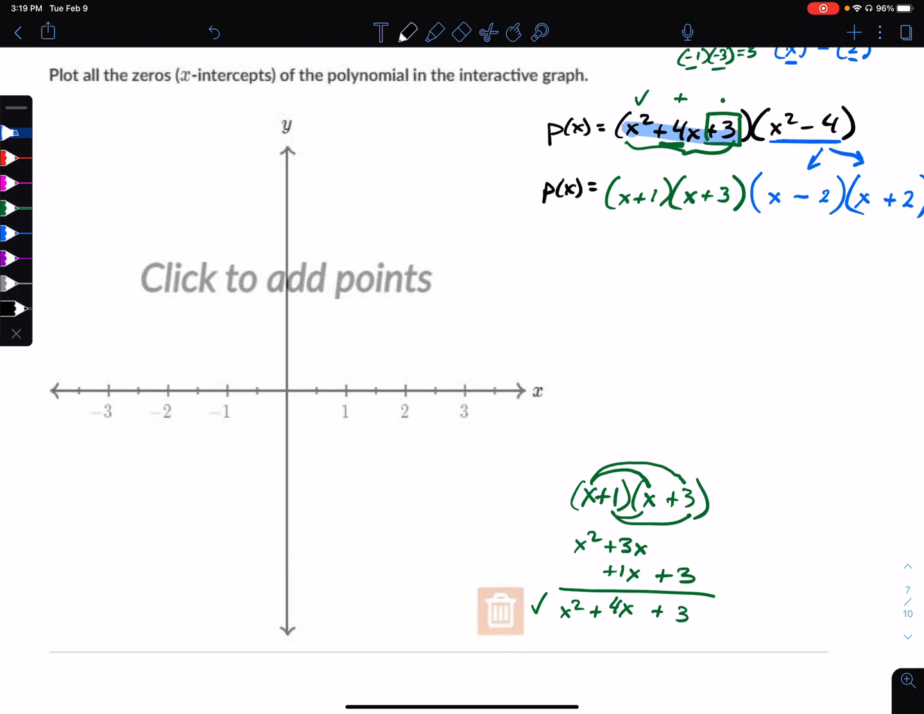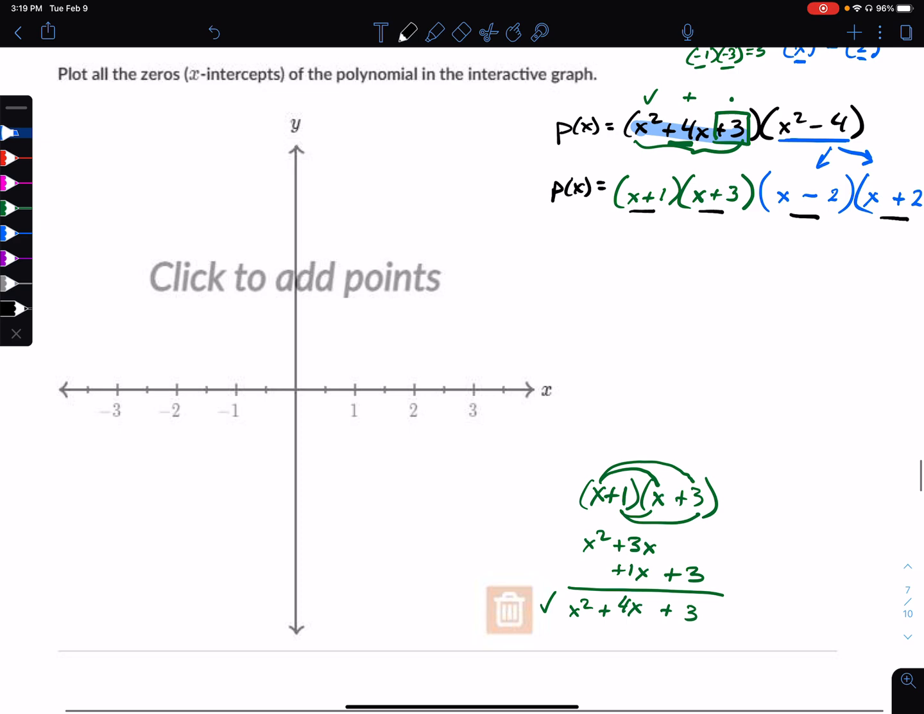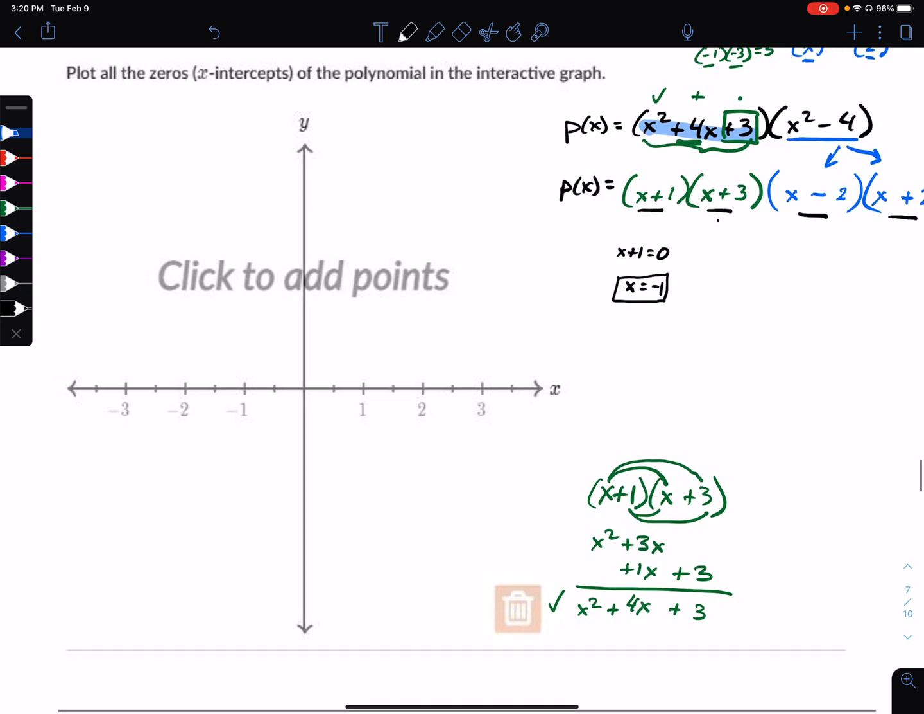check out our factored form. x plus 1, x plus 3, x minus 2, x plus 2. You should be able to very quickly take these individual factors and solve them for their 0. Okay? It's basically whatever makes this expression 0 is going to be the 0. So if you think about x plus 3, what makes that equal 0? You're just solving that little equation and isolating x. In other words, subtracting the 3 from both sides.